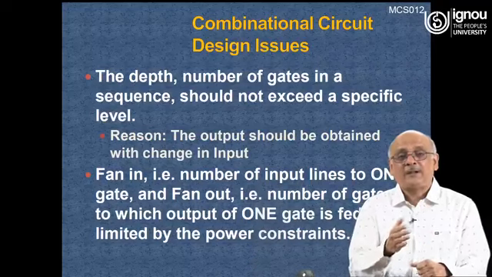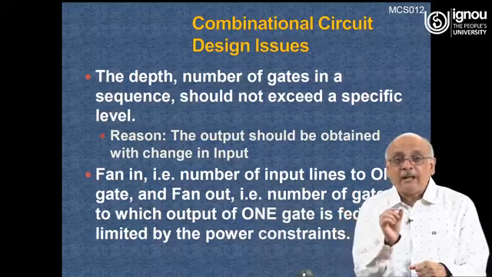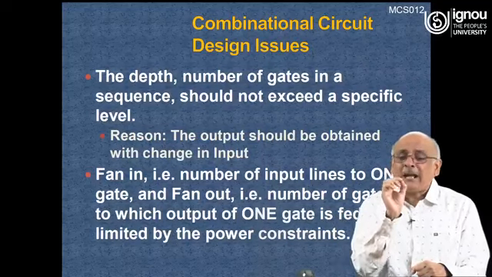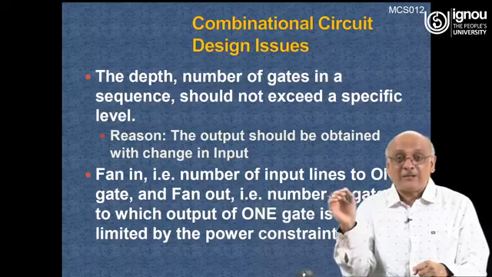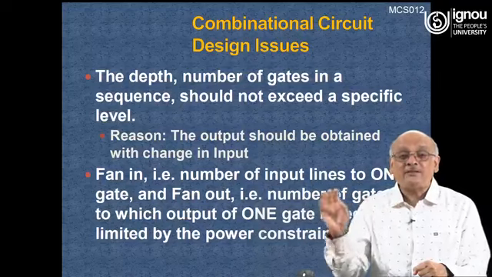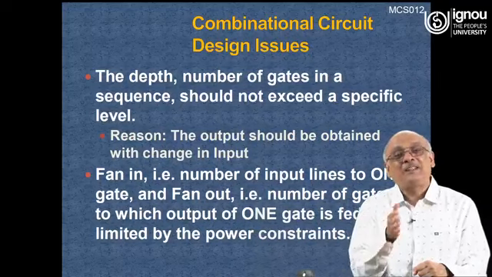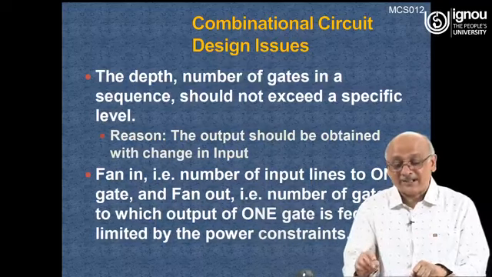Now what happens? Suppose we have a long series of gates. Every gate will introduce a slight delay, maybe in nanoseconds, because the CPU operates in nanoseconds. But those nanoseconds will accumulate if we have a large number of gates connected in sequence. That is what is going to create some kind of delay in the circuit, and we want instantaneous changes. Okay, so that is number one.